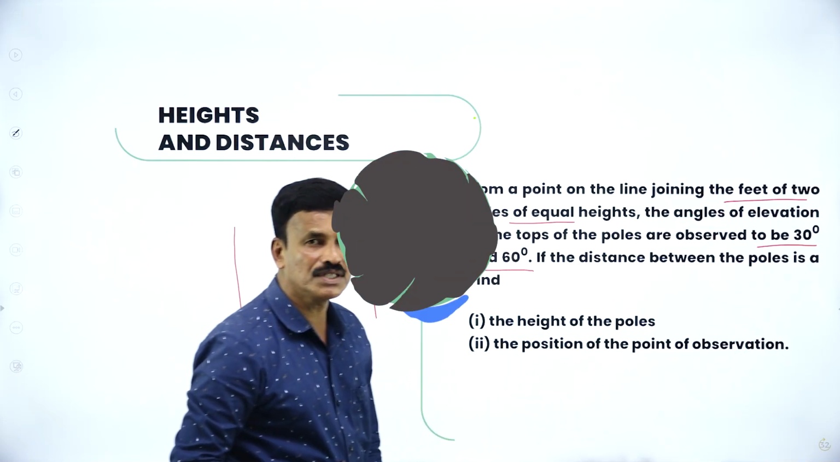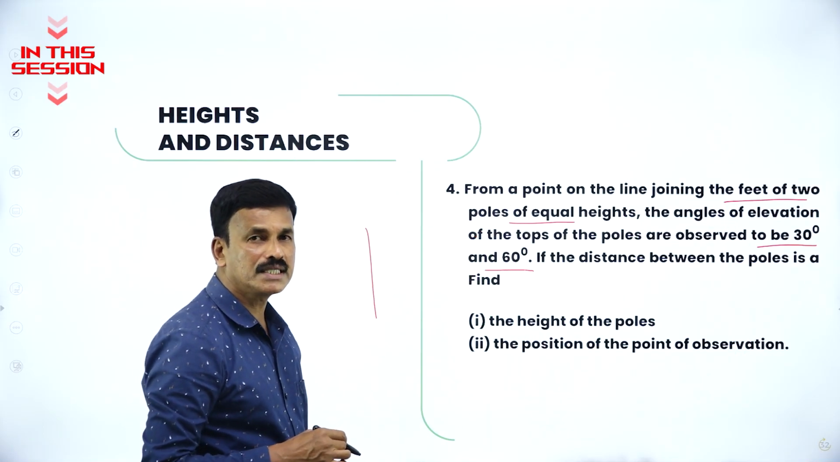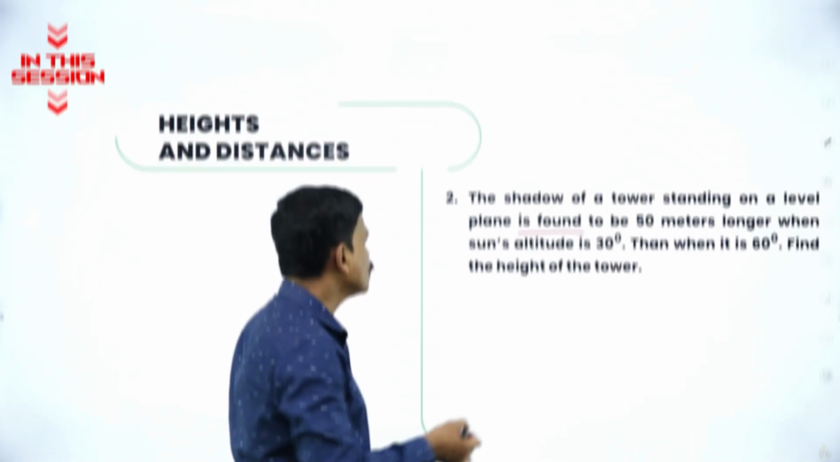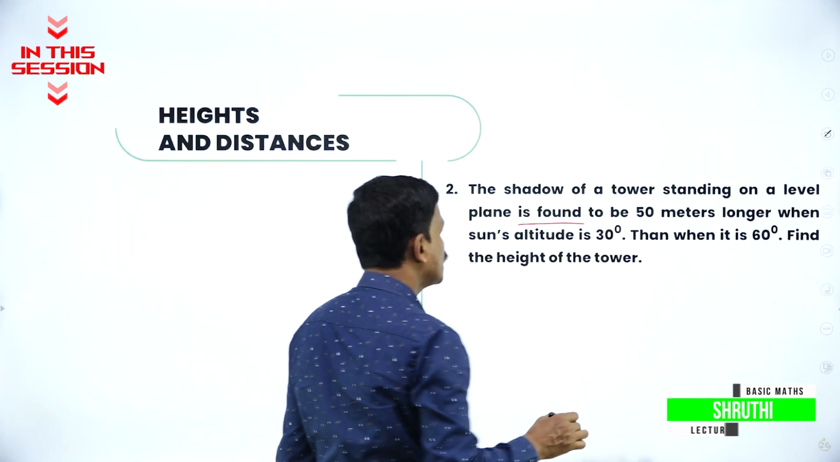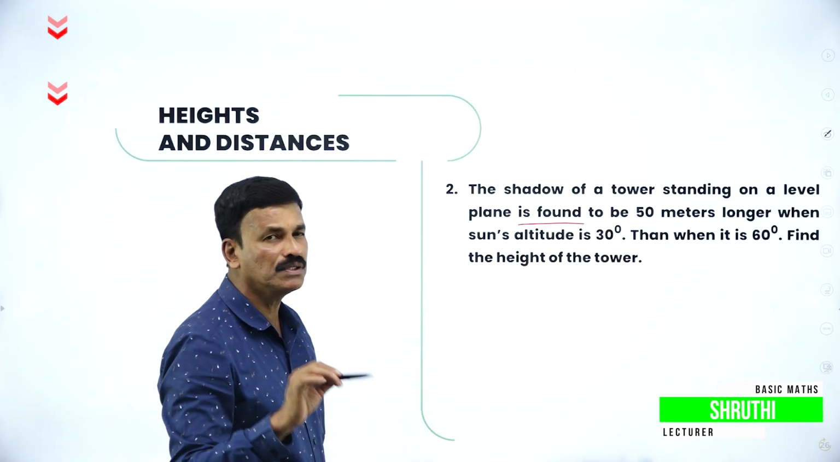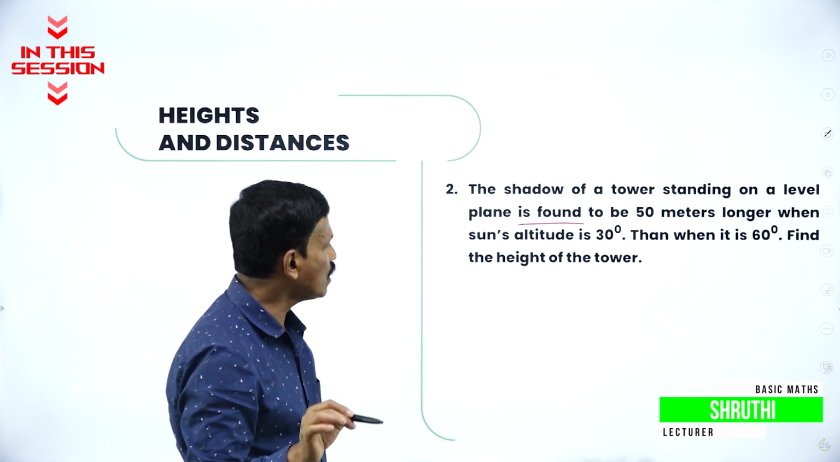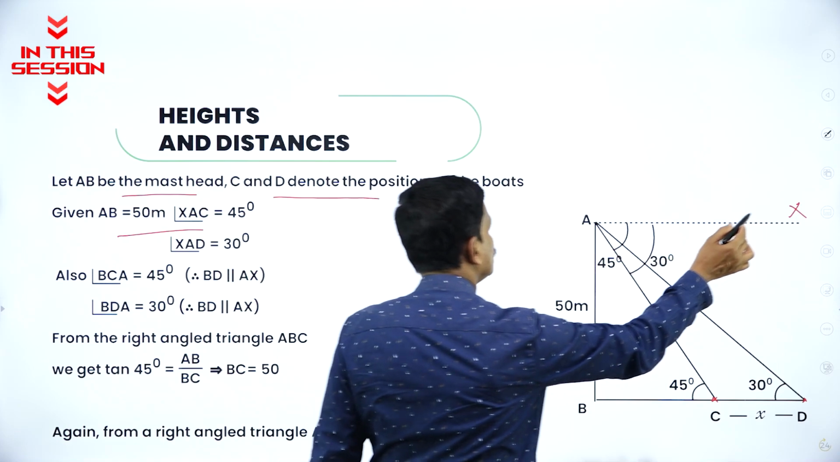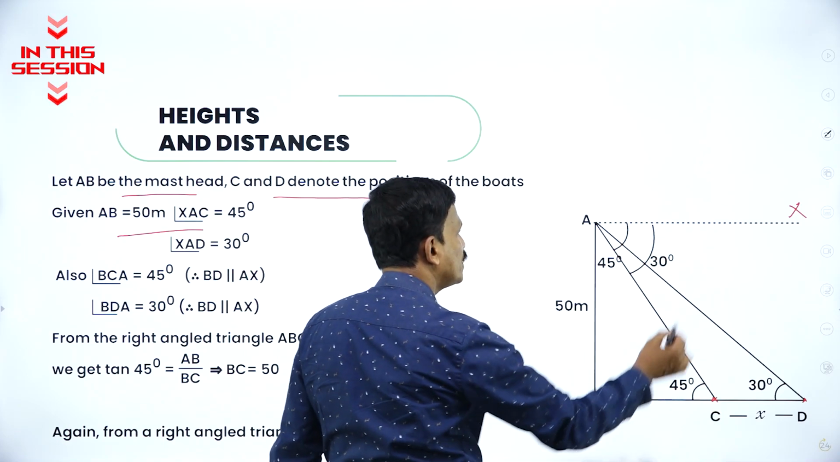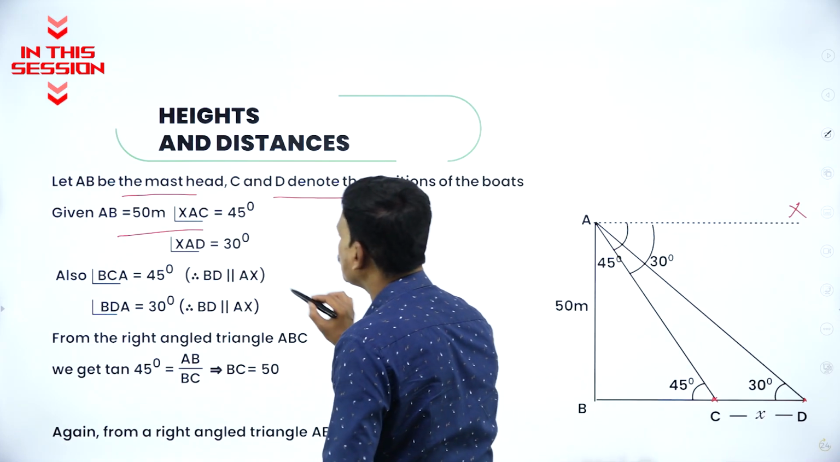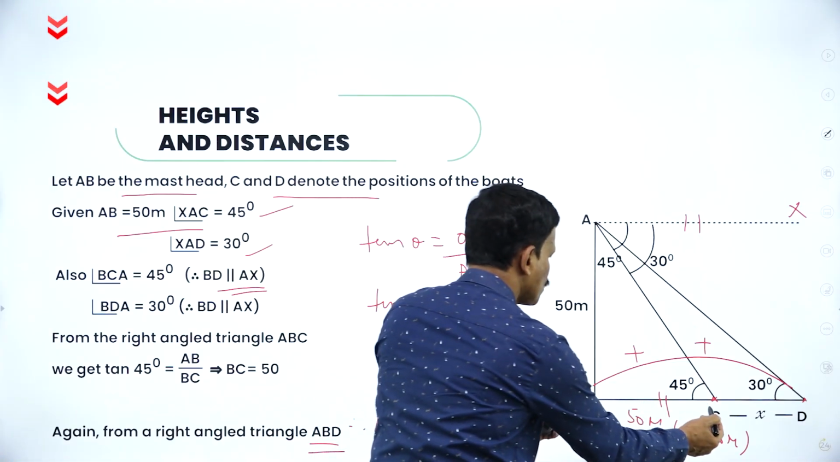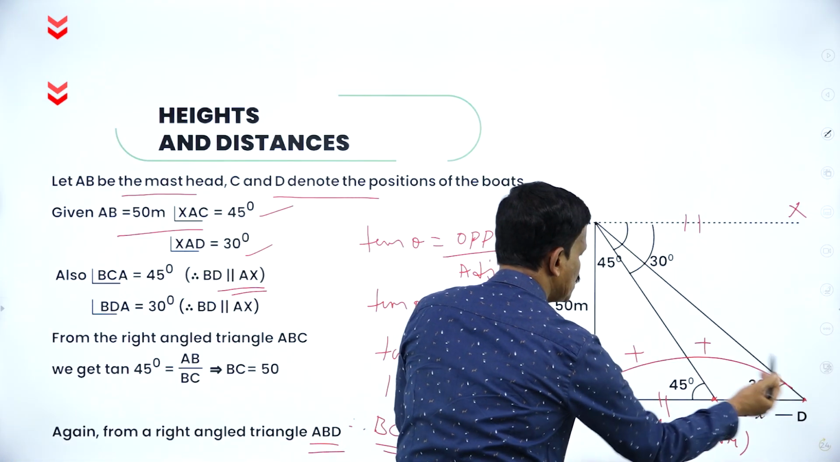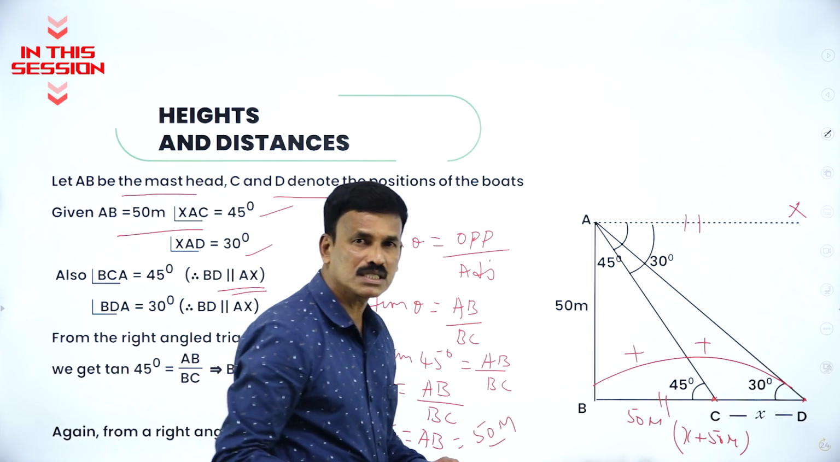The angle of elevation are observed to be 30 and 60 degrees. So here the shadow of a tower standing on the level plane is found to be 50 meters longer when the sun's altitude is 30 degrees. Angle XAC is equal to 45 degrees and XAD is equal to 30 degrees. So if BC is equal to 50, CD is equal to X, then BD is equal to 50 plus X, or X plus 50.